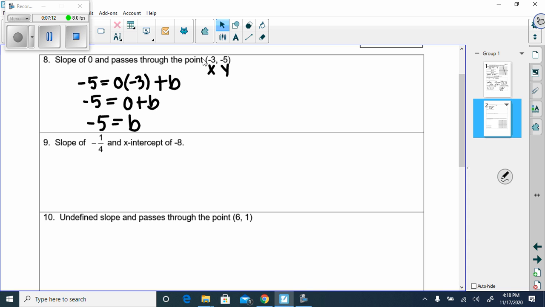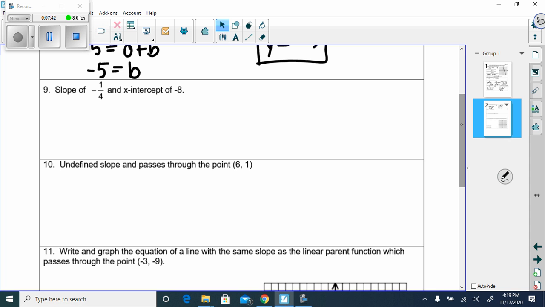All right, so then I need to write the equation. Y equals, in place of my slope, I have 0, x, and then my b is negative 5. Well, 0 times anything, including a variable, is just 0, so this goes away, and I'm left with y equals negative 5. So if I was to graph this, this would be my horizontal line. We have a slope of 0.